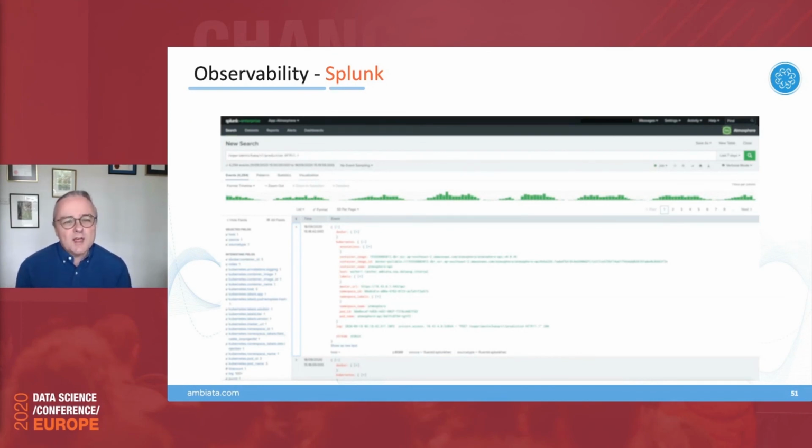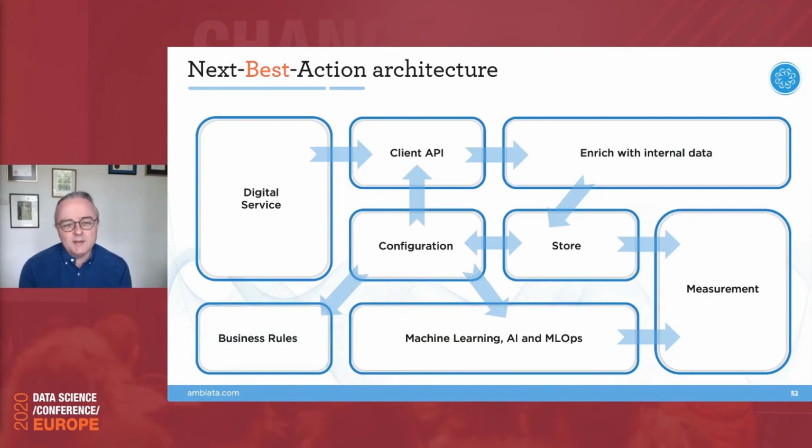So in terms of the architecture I've drawn out here, the digital service calls the client API. That API enriches the call with internal data, and that call is then routed to either business rules or machine learning by the configuration system. All of the data that is collected is stored, and both the MLOps framework and that store are used to measure the outcomes with respect to customers. And here's the full detail on that architecture.